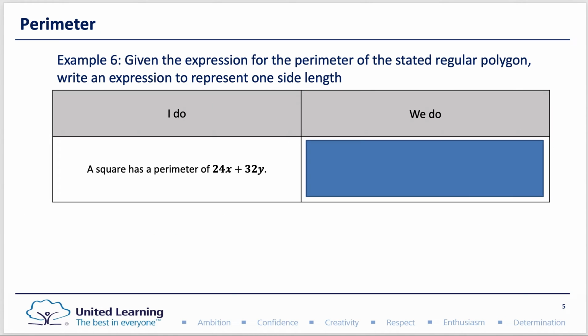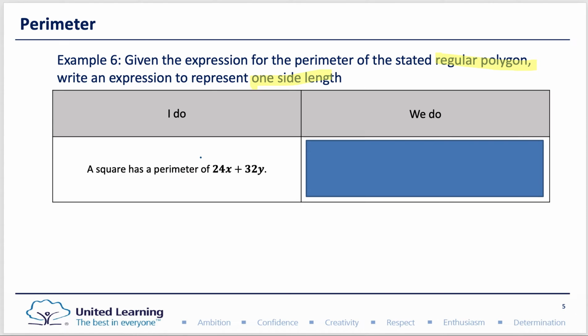Now let's take a look at a similar skill set again, perimeter, but in a little bit of a different light. Given the expression for the perimeter of the stated regular polygon, again, that gives us a lot of information: the same sides are the same size. Write an expression to represent one of the lengths. Okay, one of the lengths.